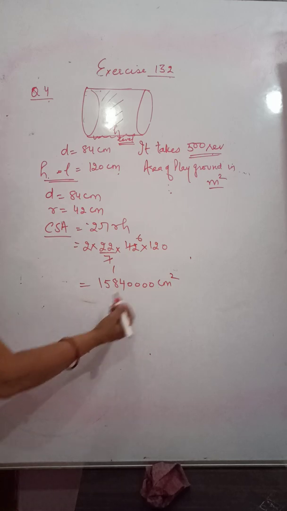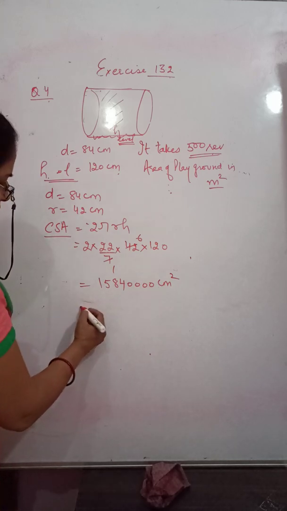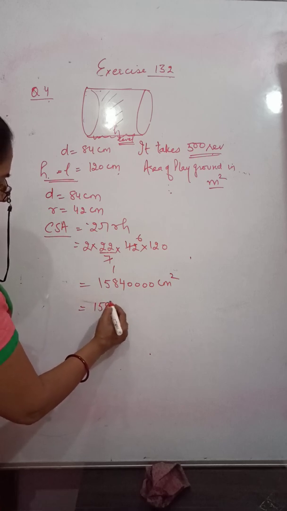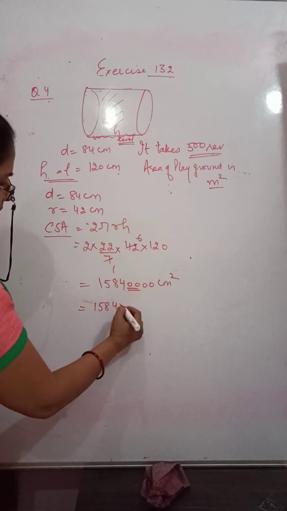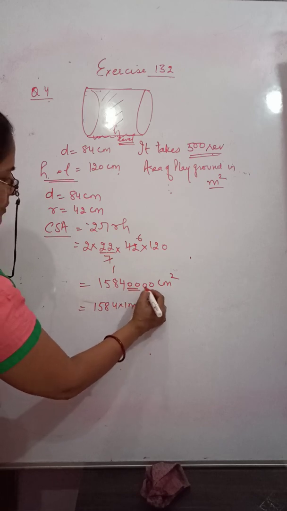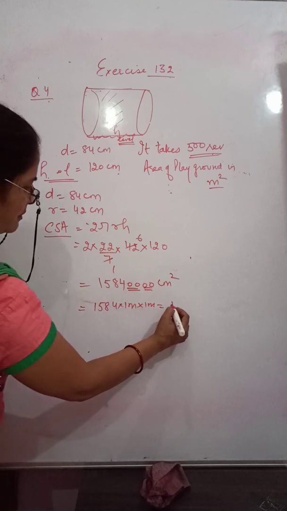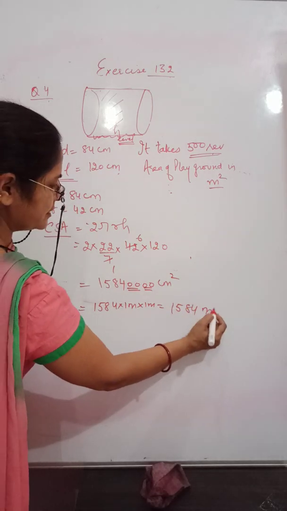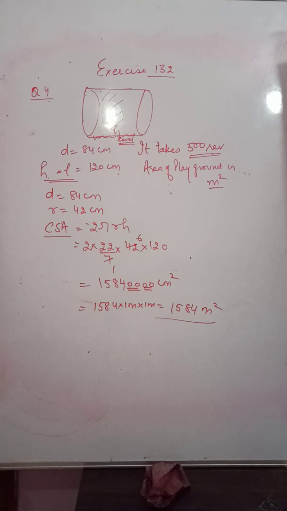Now we will be converting into meter. And when we convert into meter, 1584, these 2 zeros 1 meter into these 2 zeros 1 meter, it will be 1584 meter square. This answer we will be getting. Clear?